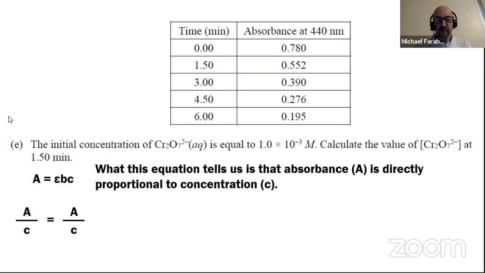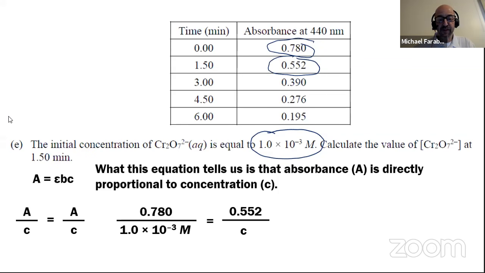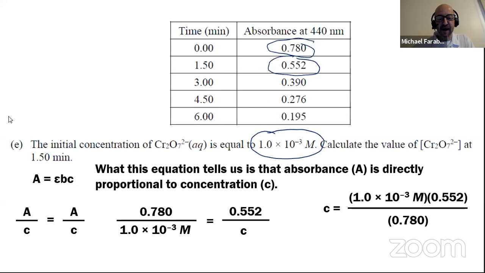We know that the absorbance was 0.780 when the concentration of dichromate was 1 × 10⁻³ moles per liter. And now we have a new absorbance value at 1.5 minutes. So we can plug in what we know, solve for the new concentration, which should be less than 1 × 10⁻³ because the absorbance has gone down. And we do this math, and we get a concentration of 7.1 × 10⁻⁴.